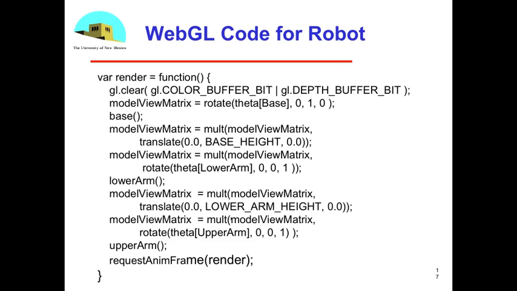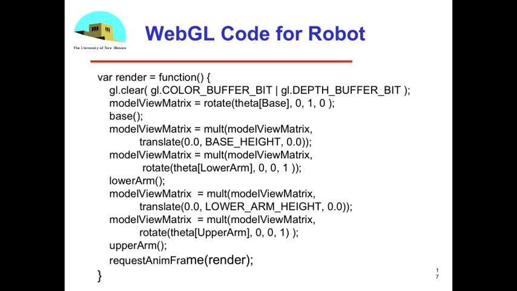I then do the same thing for the upper arm. I translate by the height of the lower arm. See, I have to push it up the height of the base. Now I push it up an additional height, which is the height of the lower arm. I rotate around the z-axis by its theta, and now I multiply the model view matrix again by the product of what I had before, the translation, the rotation. I draw the upper arm, and now I just request a new animation frame.